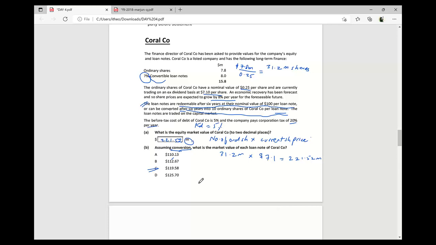So we have got the equity market value, number of shares into current share price. We have also got the market value of loan note.